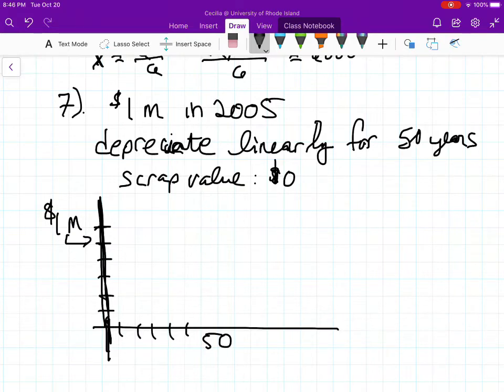So counting this a little more carefully, we're going to count by 200 thousands so that we can fit this on our graph. And so we go 200, 400, 600, 800, and then 1 million. And that is the first point in our linear depreciation function. And the second one, let's go ahead and write that. T equals 0 for 2005.